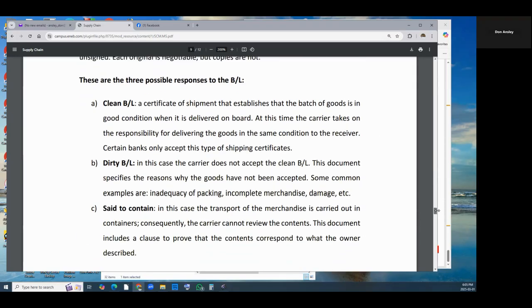A clean bill of lading, a certificate of shipment that establishes that the batch of goods is in good condition when it is delivered on board. At this time, the carrier takes on the responsibility for delivering the goods in the same condition to the receiver. Certain banks only accept this type of shipping certificate.